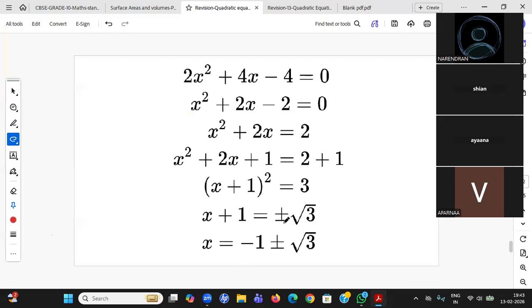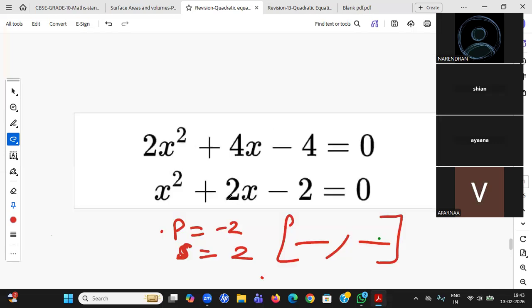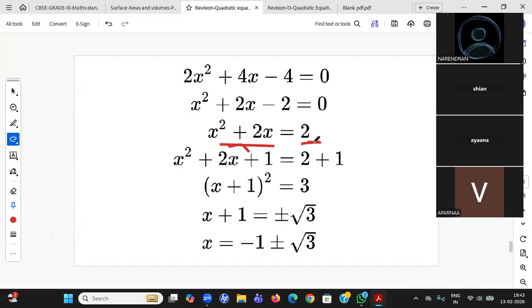You see what the roots are? He has taken an indirect way. So x square plus 2x equal to 2. He has added 1 on both sides. Now this is nothing but (x plus 1) whole square equal to 3. x plus 1 equal to plus or minus root 3. These are the roots: -1 plus or minus root 3, and you can do it directly by the quadratic formula method. You will get the same thing.